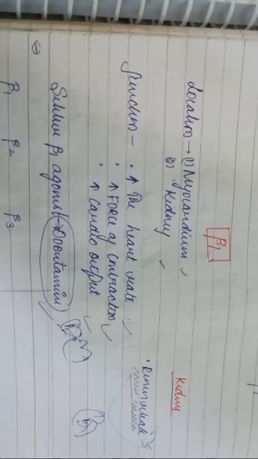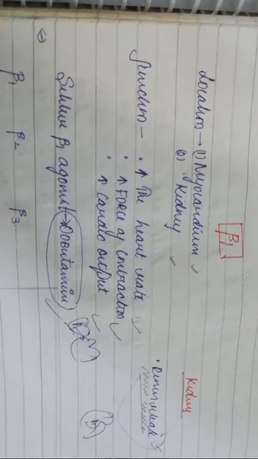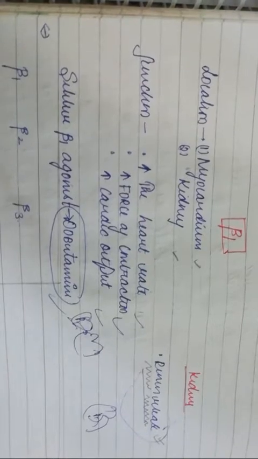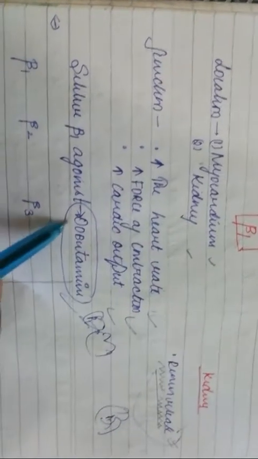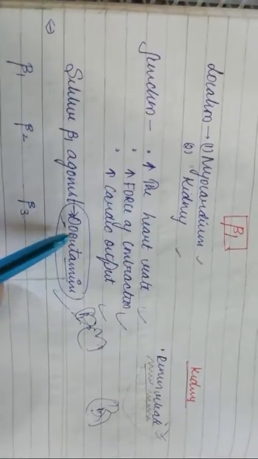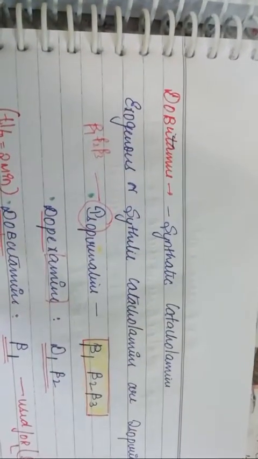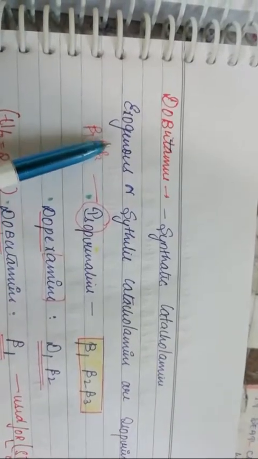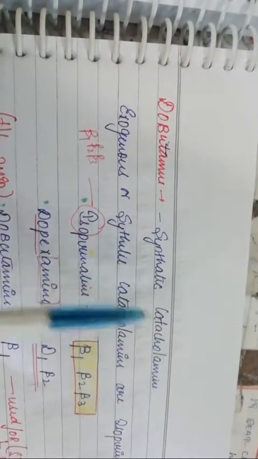So we have some selective beta 1 agonists. The selective beta 1 agonist is dobutamine. This is a synthetic catecholamine, that is dobutamine, right? So the next thing you have to understand here, this is what you have to remember, dobutamine is a selective beta 1 agonist, right?